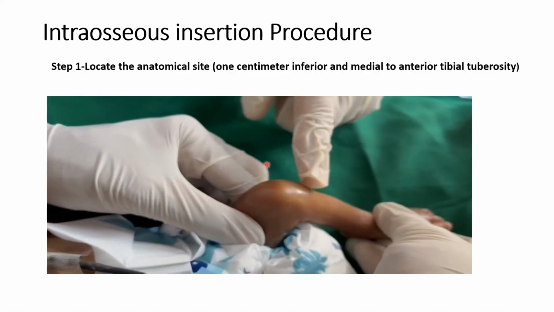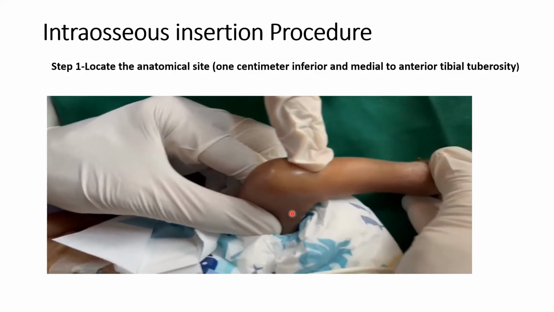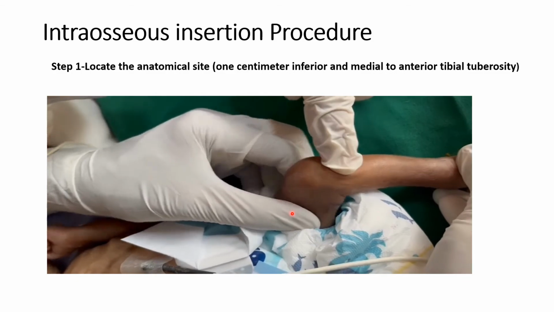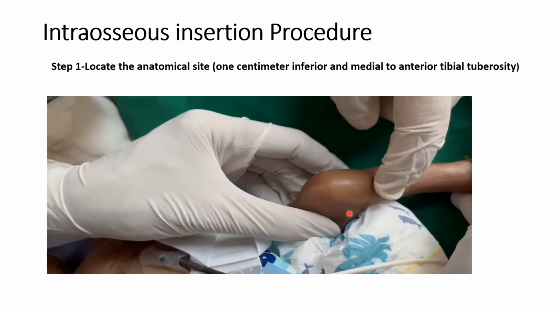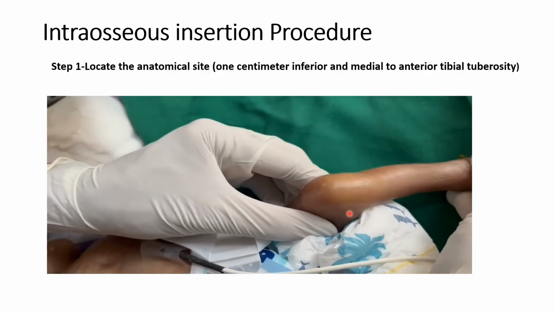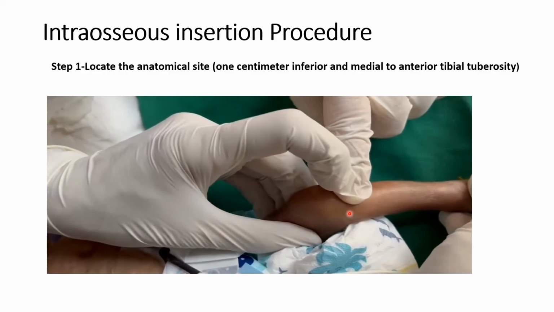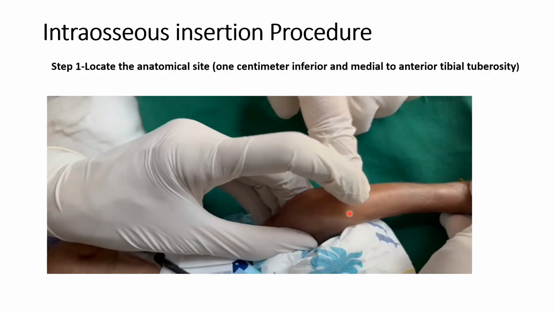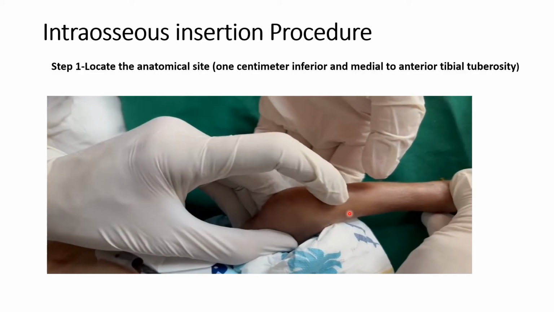So here in this video you can see the first step is we have to identify the site of IO insertion. First we have to identify the tibial tuberosity. Then after identifying the tibial tuberosity, 1 centimeter below and 1 centimeter medially to this we have to insert. So this is the site of IO insertion, just 1 centimeter below the tibial tuberosity and anteromedially.